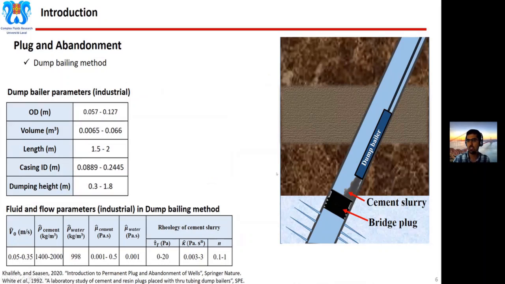This operation is called the dump bailing method, as a dump bailer holds the cement slurry. Here you can see the dimensions of a real dump bailer and also the flow and fluid parameters in an industrial case. That is, the velocity of cement slurry, the range of density of the cement, the density of water, the in-situ water, the viscosity of cement and also water, and also the rheology of the cement slurry in industrial cases.